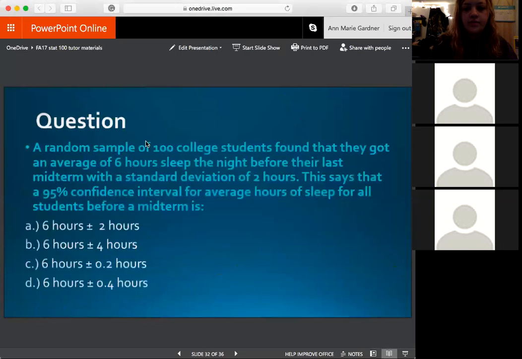All right, so here's another question. A random sample of 100 college students found that they got an average of 6 hours of sleep the night before their last midterm, with a standard deviation of 2 hours. A 95% confidence interval for the average hours of sleep for all students before a midterm is going to be what? See what you think about this one and let me know which confidence interval you think it is.